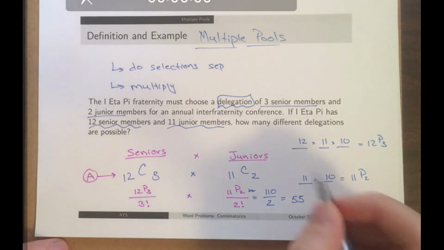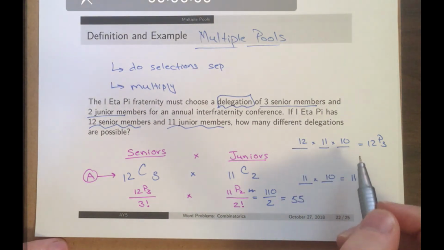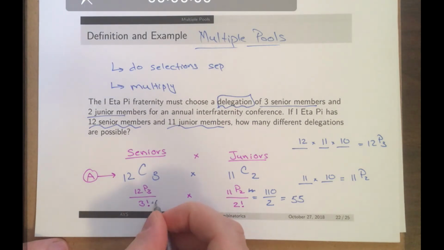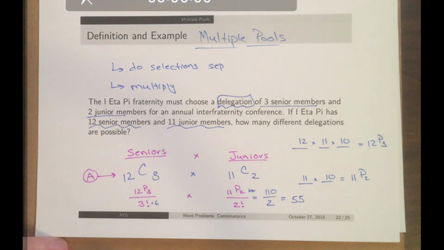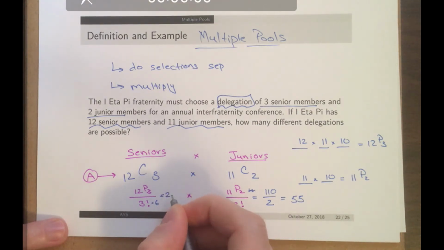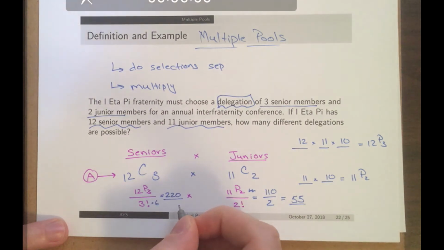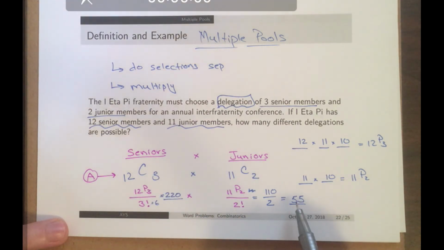This one's a little bit more complicated. 12 times 11 times 10 divided by 3 factorial, so 3 times 2 is 6. The bottom's going to be 6. And I crunched this all out. What did I get? I got 220. So there's 220 choices for seniors, and there's 55 choices for juniors.